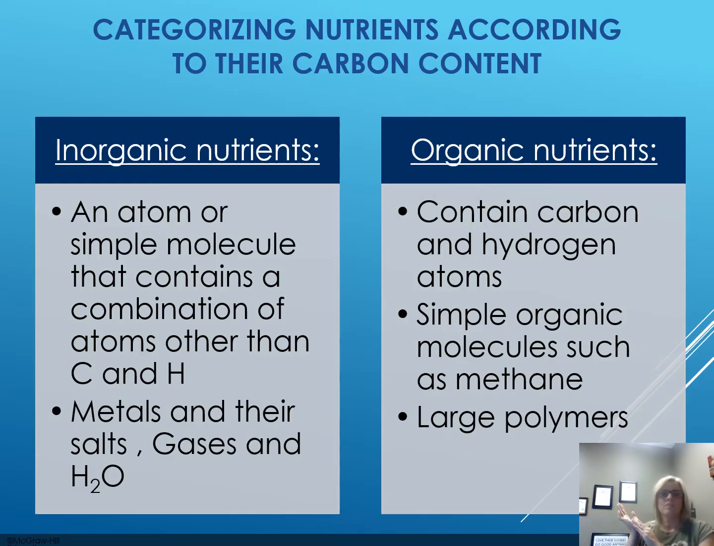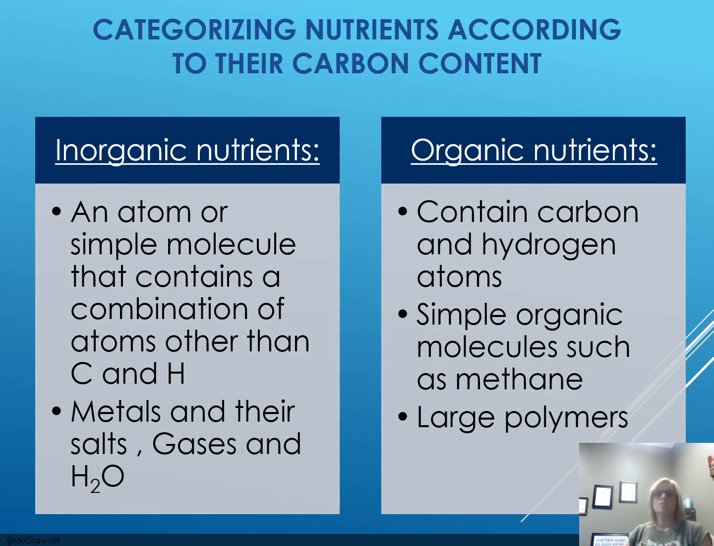So in order to understand what organic means, we're going to talk also about inorganic. So inorganic is going to be an atom or molecule that can contain a combination of atoms other than carbon and hydrogen. So that in and of itself tells you what organic means, which is a hydrocarbon. Organic is carbon and hydrogen containing and sometimes oxygen. So inorganic nutrients are going to be found in the Earth's crust, bodies of water, in the atmosphere, and it's going to be things like metals, salts, magnesium sulfate, ferric nitrate, sodium phosphate, gases like oxygen, carbon dioxide, or water, okay?